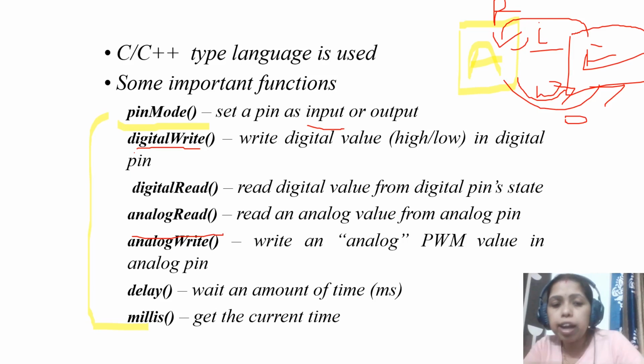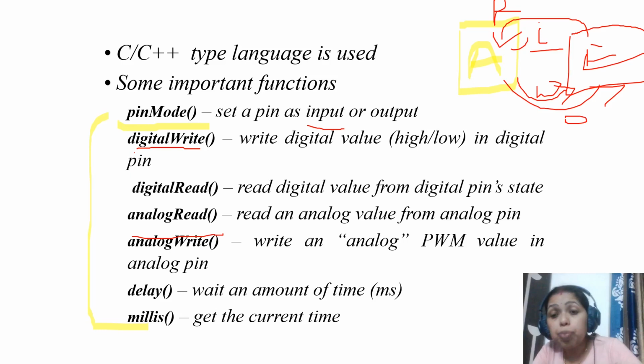Next is analogRead and analogWrite. I think it is clear. Whatever data you collect from the external device to the Arduino with analogRead should be in analog form. And analogWrite means whatever data you are sending to the external device, you are sending analog data from the Arduino.